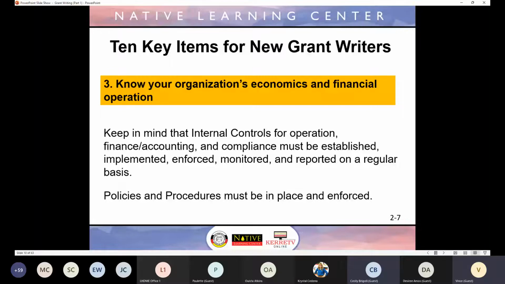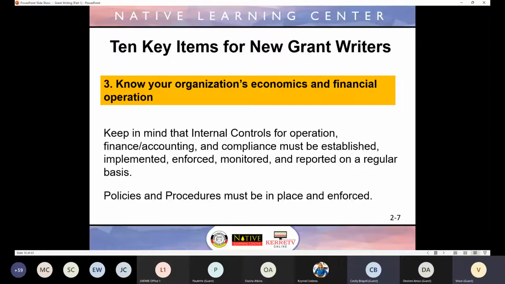Because, middle sentence there, keep in mind that the internal controls for operation, for finance and accounting, for compliance must be established in one way or another, implemented and enforced. Particularly if you're receiving federal funding from a federal agency, there will be internal controls that you have to put in place for the tribe, for your department, for your TDHE. Everything is going to have internal controls.